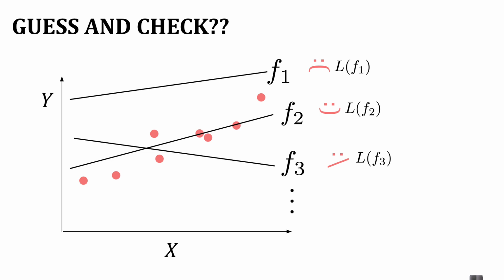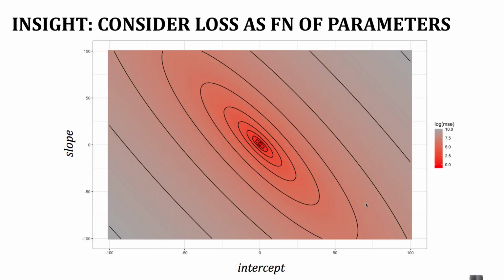So this whole guess and check process does not actually give us the best fit line, because we're only considering 200 guesses, and we have no way of making sure that the actual best fit line is anywhere near any of our 200 guesses, right? So what are we going to do? All right, so here's an insight.